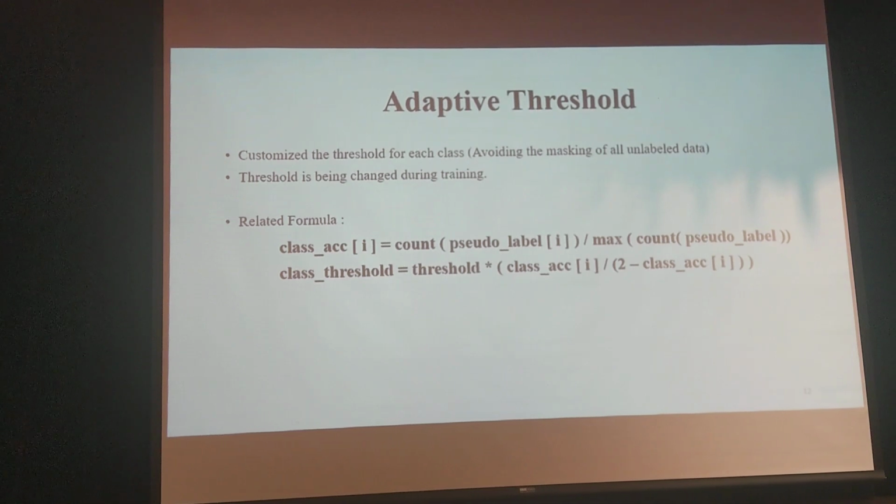And here is the related formula for the adaptive threshold. You can see that the class accumulation is the count of the specific class's pseudo labels, divided by the max over all classes' pseudo label counts. And the class threshold is calculated by multiplying the threshold by the class accumulation for the pseudo label's class, divided by 2 minus the class accumulation.